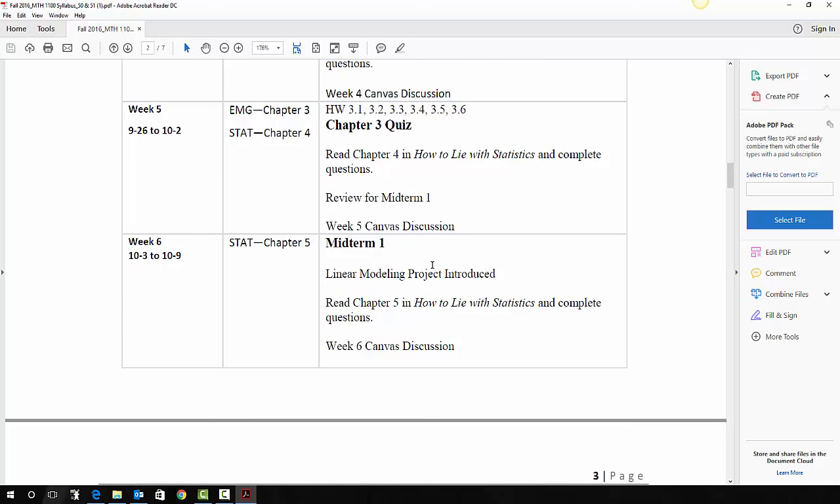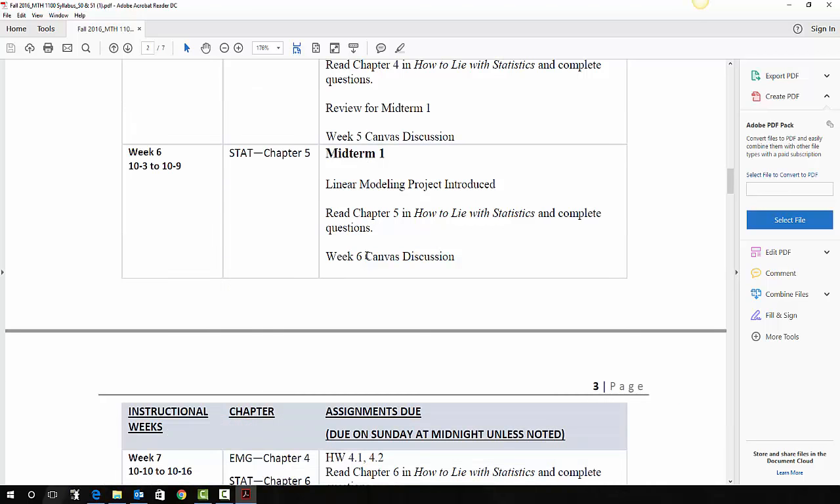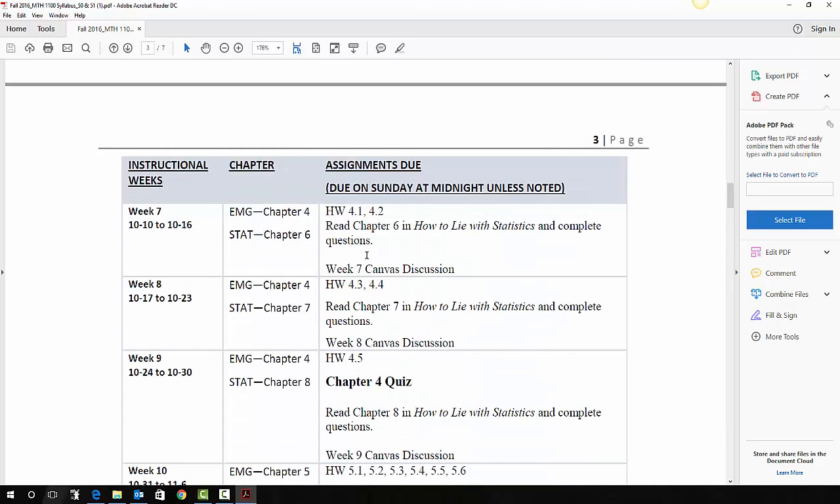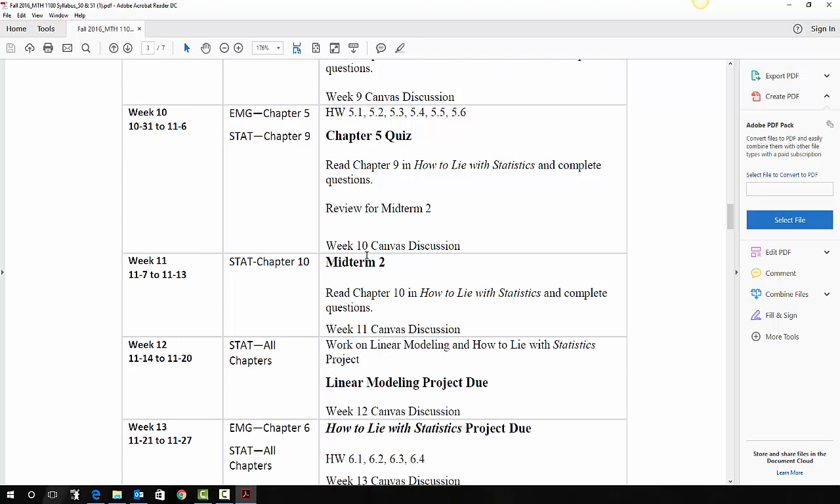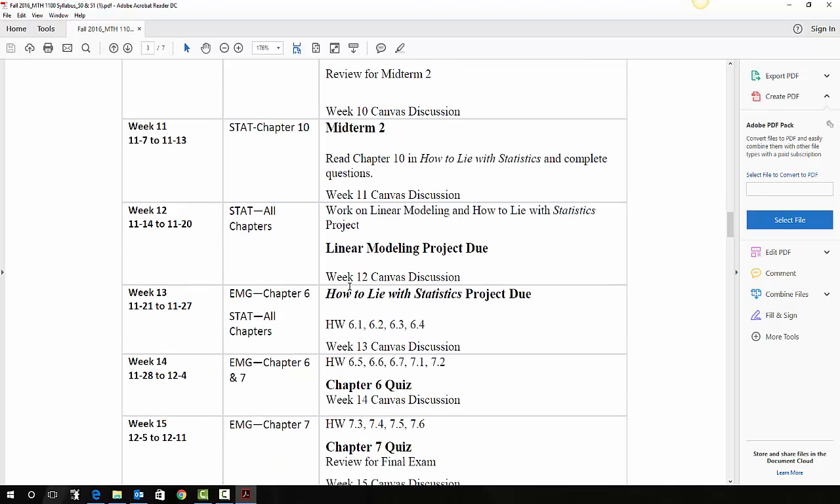Note here, around week 6, we're going to have the first midterm. That will cover chapters 1 through 3. And then around week 11, we're having the second midterm. So that's going to cover chapters 4 and 5.